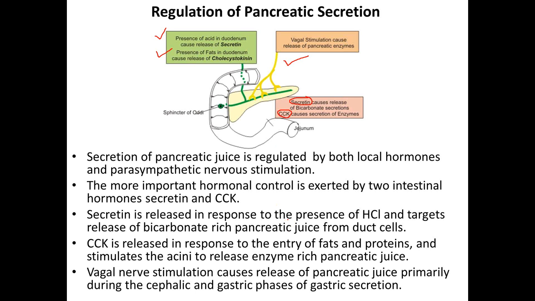So secretin basically responds to the presence of hydrochloric acid from gastric juice, and that targets the high alkaline bicarbonate-rich pancreatic juice from the duct cells, whereas CCK is basically produced as a response to fats and proteins, and that stimulates enzyme-rich pancreatic juice. The nerve stimulation really occurs during what we call those cephalic and gastric phases of gastric secretion that we spoke about earlier.